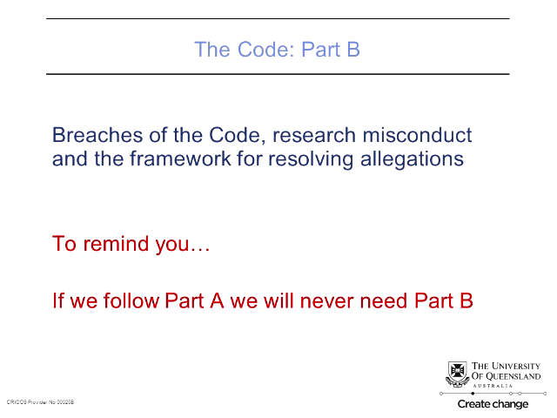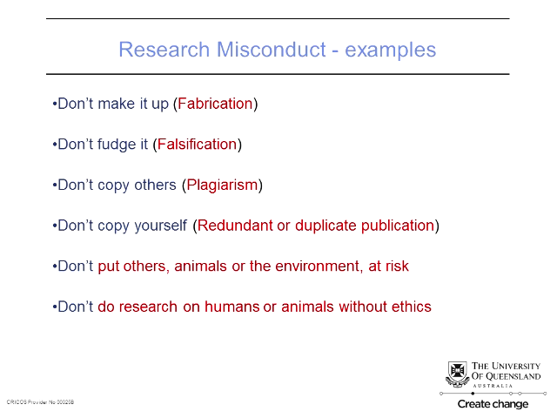Okay, so part B describes breaches of the code and how we would resolve research misconduct. I'm not going to talk in detail because every institution will have some variation on this, but these are basically research misconduct that the code says don't go there. So people shouldn't make things up. They shouldn't fudge their results. They shouldn't copy other people's work. They shouldn't copy themselves. They shouldn't put other people, animals, or the environment at risk. And they shouldn't do research on humans or animals without ethics.